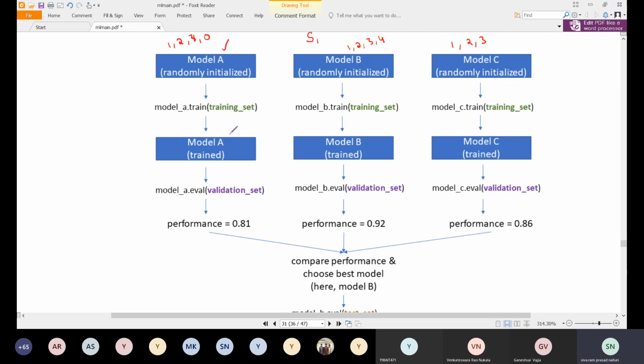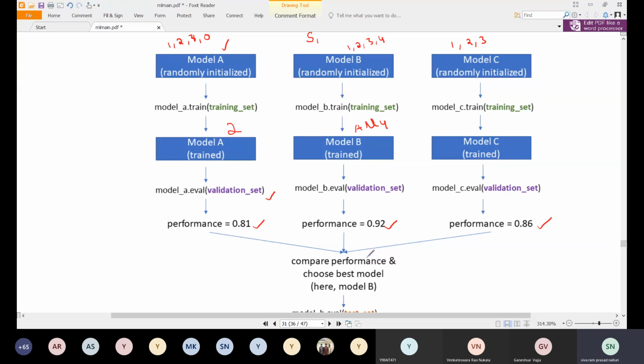So model A got training from the first two units only. Model B has trained or has focused on all four units. And model C has focused only on the first three units. So when it comes to the validation set, the performance is 0.81 in this case, 0.92 for this model, and 0.86 for this model. Okay.